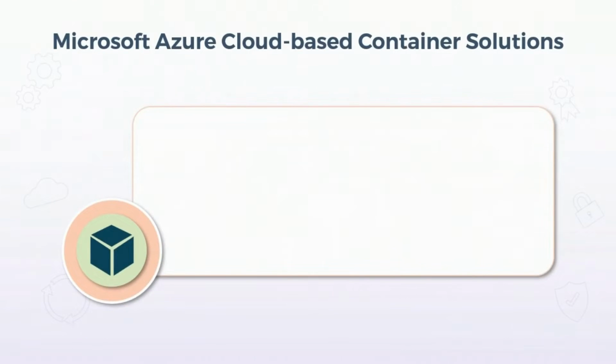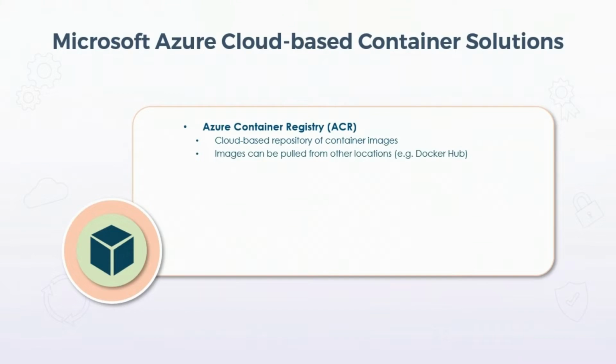Now in the cloud there are also container solutions such as Microsoft Azure, where we can create what's called the Azure Container Registry, ACR, a centralized cloud repository of container images, and images can be pulled down from other locations like Docker Hub. You can tweak, modify and customize them and push them into your own Azure Container Registry. Azure Container Instances, otherwise called ACI, is simply put a managed cloud service where you can provision a container very quickly and it runs in the cloud.